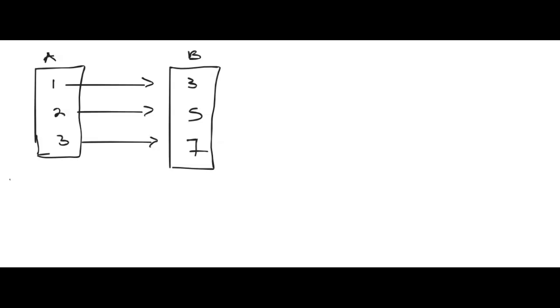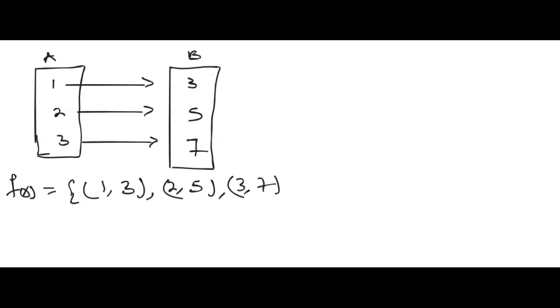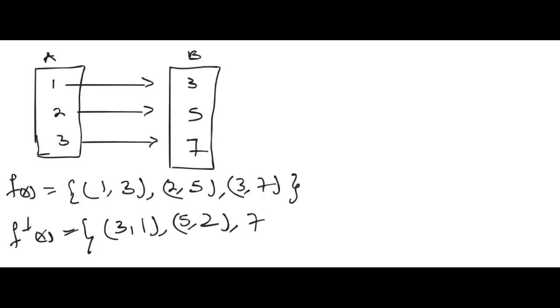And so if this function is defined by f of x, our function is (1, 3), (2, 5), and (3, 7). And if we want to get the inverse, then the inverse function, as we already know, just reverses the original function. So it becomes (3, 1), (5, 2), and (7, 3).